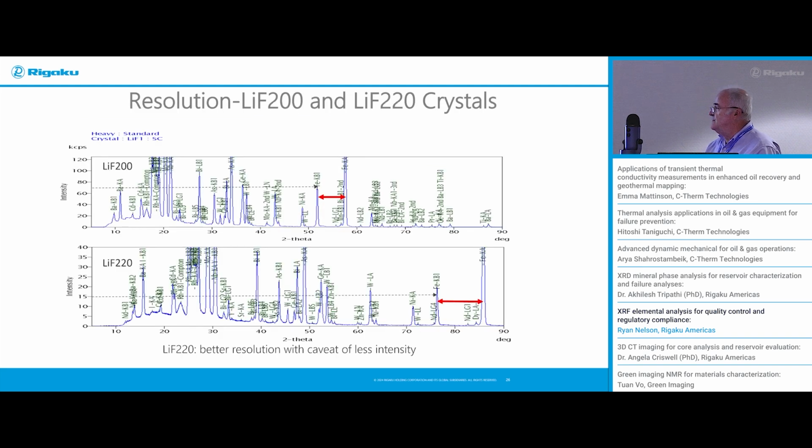Crystals, again, depending on the D spacing, right? This is a typical example of a lithium 200 versus 220. We can separate the peaks, and we don't have to worry about overlap in that case. So the other caveat to that is, with a higher resolution crystal, you lose intensity. So it's showing 15 versus 70.